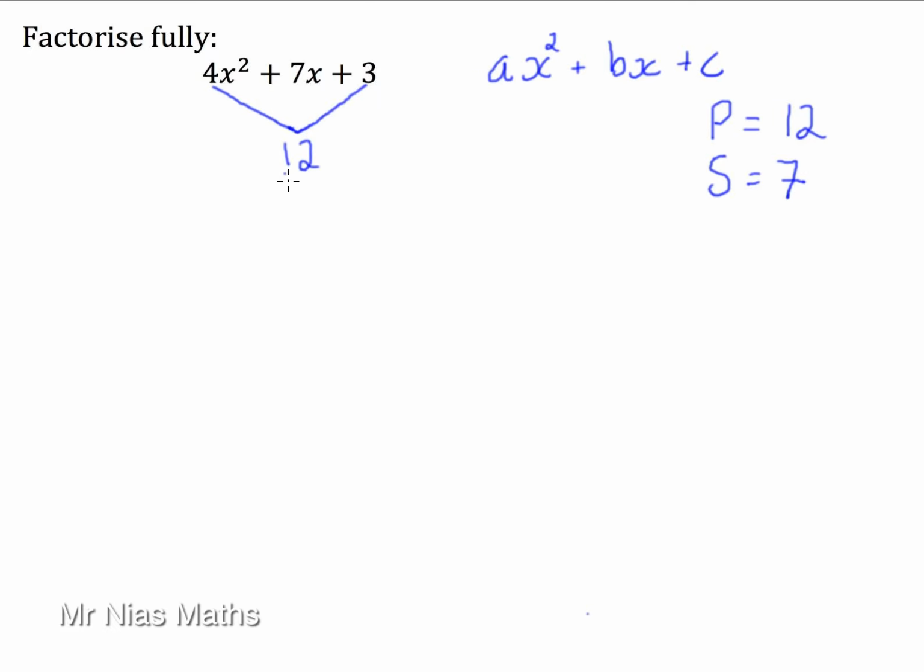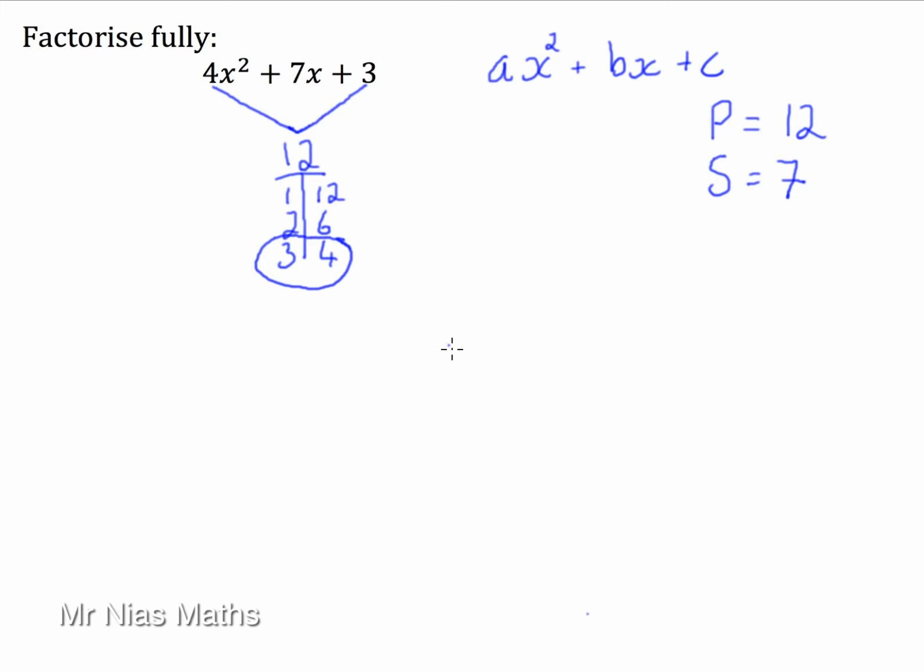So I need pairs of factors that multiply to make 12. There is of course 1 and 12, well they don't add together to make 7. There's 2 and 6, they don't add together to make 7, but 3 and 4 do add together to make 7. So those are the two factors which I'm going to use.